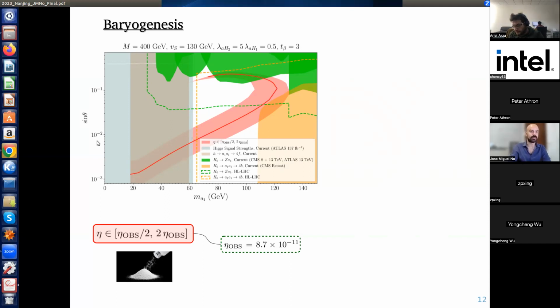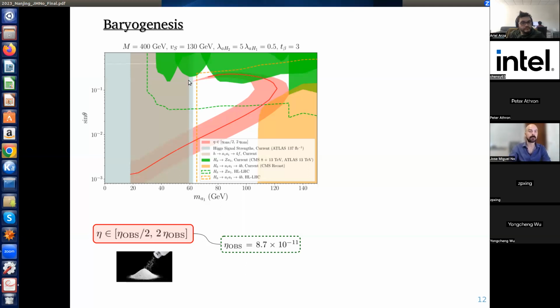So one starts off at very small singlet-doublet mixing angle. One starts off with a very light singlet, and then as the mixing angle grows, eventually one reaches a turning point at which one has this boomerang shape effect. And yeah, this is what one gets. I could explain more or less where this is coming from, but I can leave this for the questions if you're interested.